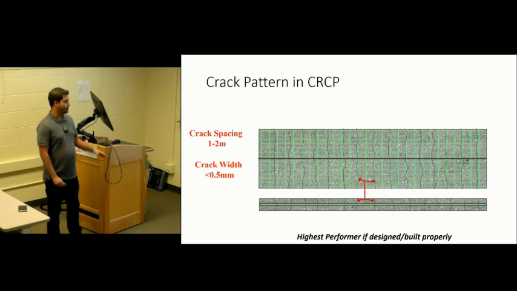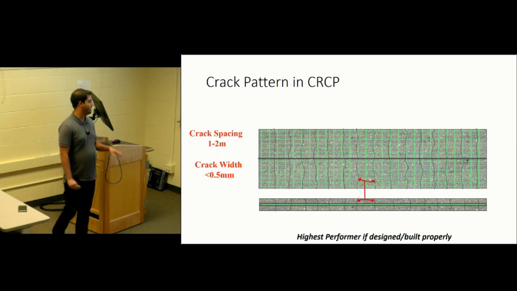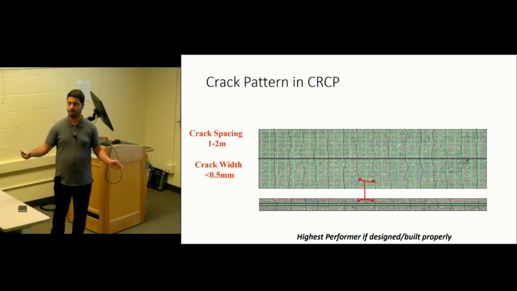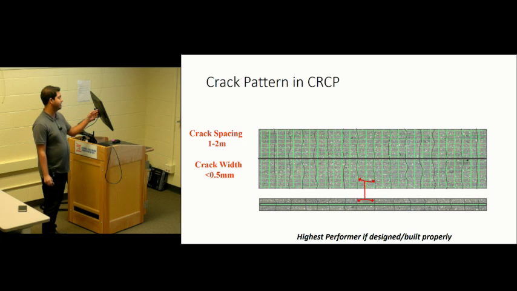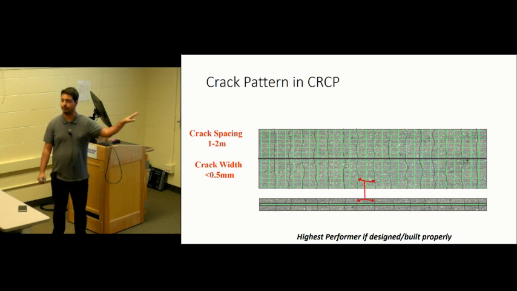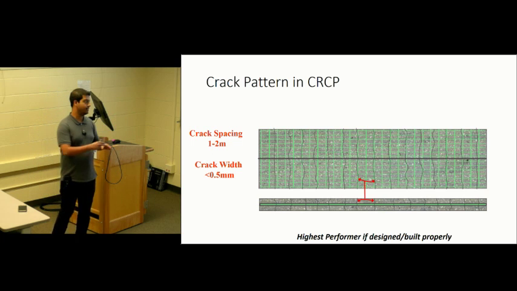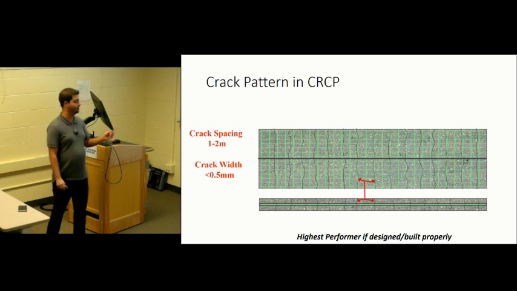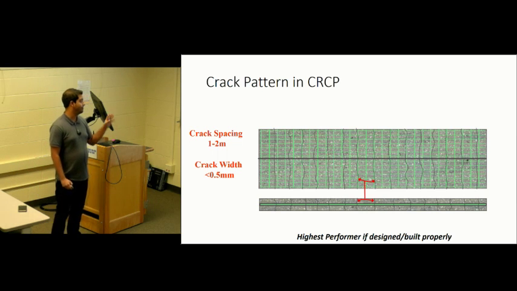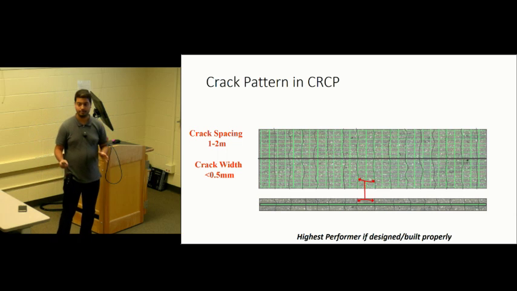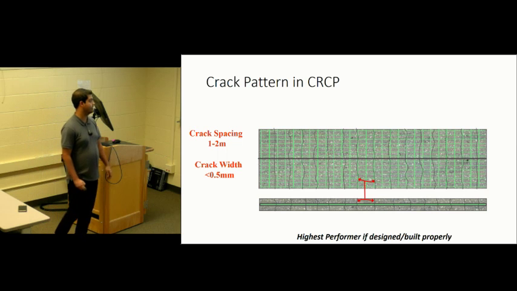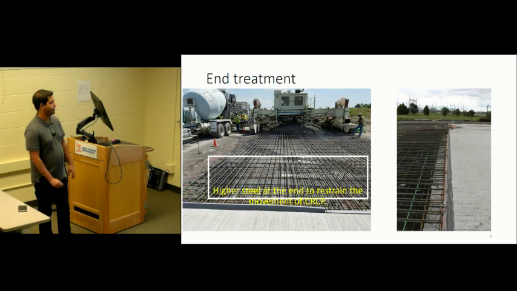So there is no man-made joint. There are cracks that naturally occur because when you construct a long concrete slab, it cracks. And there is crack spacing of like 1 to 2 meters. Ideally, this is the ideal case that we would want a CRCP to crack like this, with 1 to 2 meter crack spacing. And crack width is very tight, less than 0.5 millimeters. And if we have this sort of ideal case, then it performs very well, and it depends on the design and how we construct the CRCP. So this is the information.